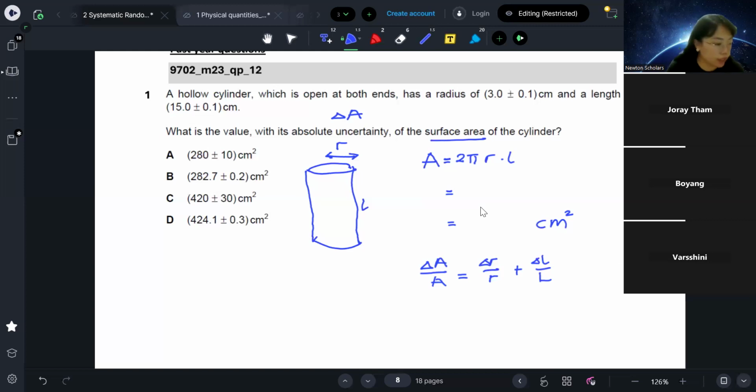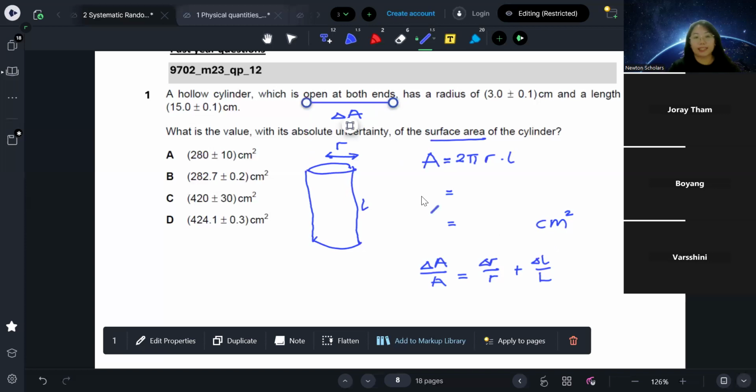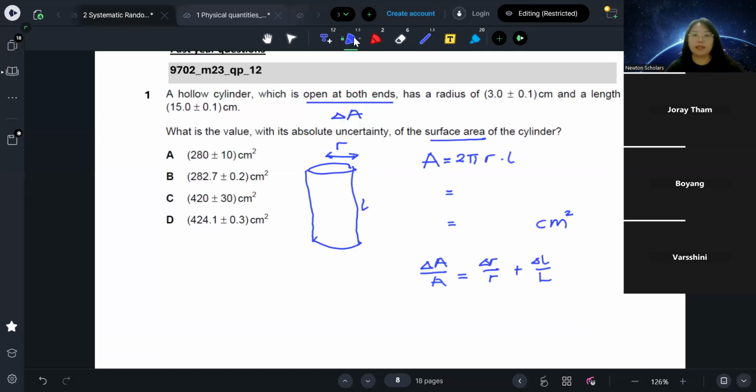Can you guys solve it and type in the chat box to let me know your question number 1 answer? Two pi r square. Okay, it's open, right? Open at both ends, so the upper part and bottom part are empty. So it's 2 pi r times length.